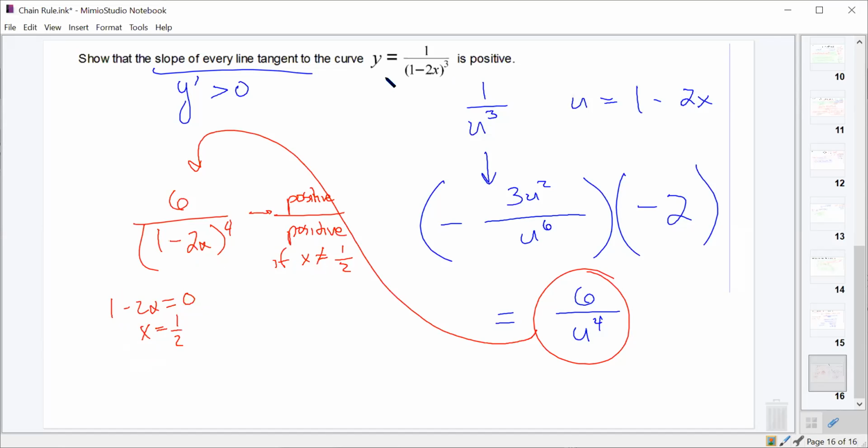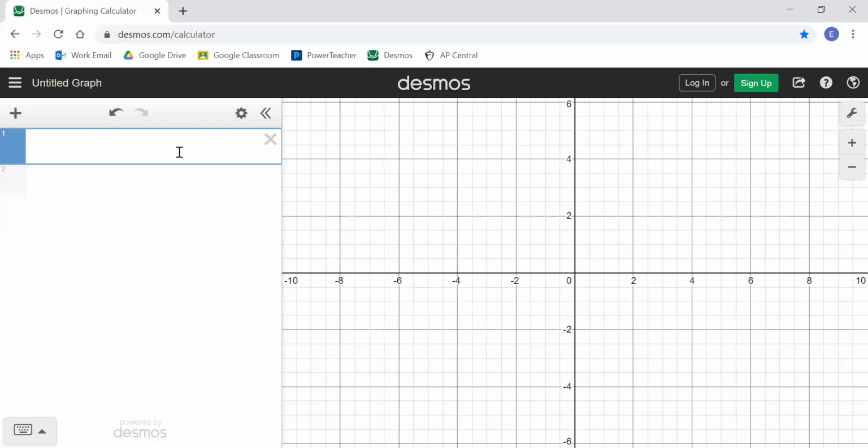But luckily, in our original function, x cannot equal 1/2, right? Because that makes our original function undefined. Therefore, there's no tangent line at x equals 1/2. So we don't need to worry about that. So we'll say this is always positive. And if we were to look at this, does that make sense or no, before we start looking at the graph? Yeah, that makes sense. Cool.